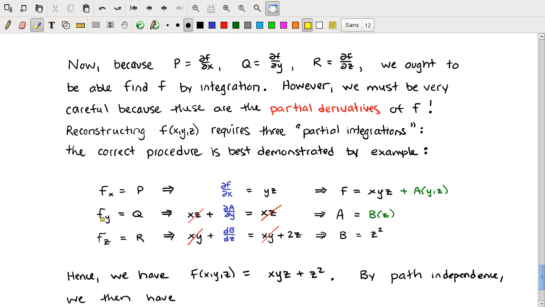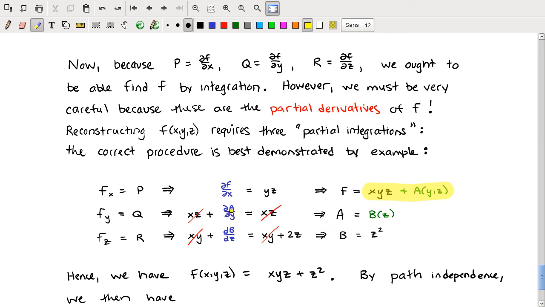Now we have something for f. We go to the next equation. Partial f partial y is Q. We take this expression for f, we take its y derivative, and we put it here. We get xz plus partial a partial y, and that must equal Q, which is also xz. So the xz's cancel, and we're left with partial a partial y is 0.